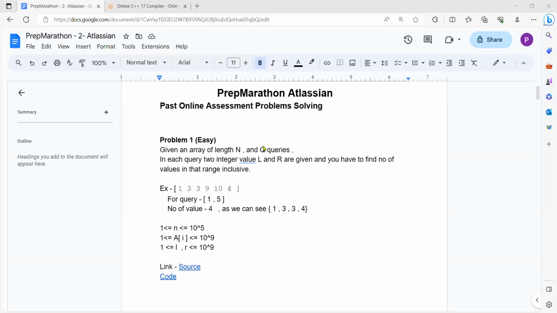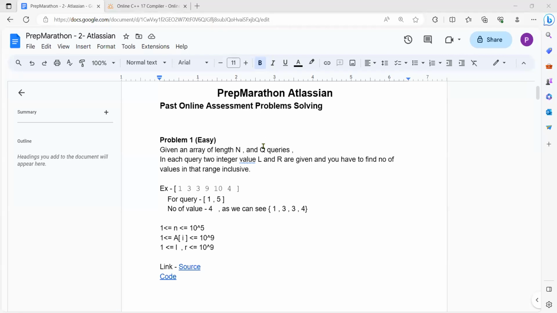This is a very good problem. Whatever problems we are going to discuss are from actual online assessments of Atlassian, so you can expect the level to be good, and the topics that are going to be covered in these problems are amazing. Okay. Kickstarting with the first problem. I have put it into the easy category.